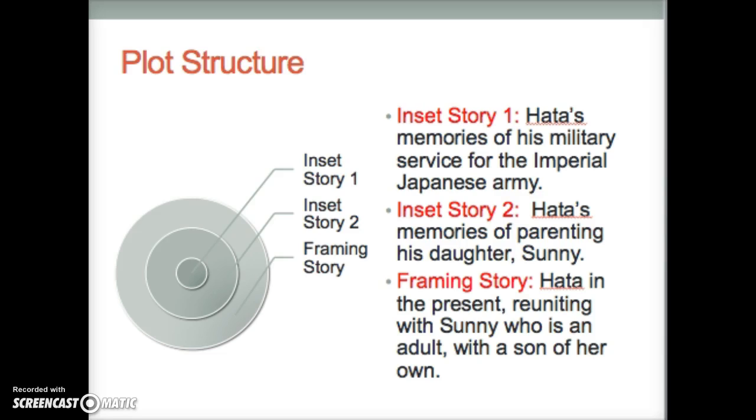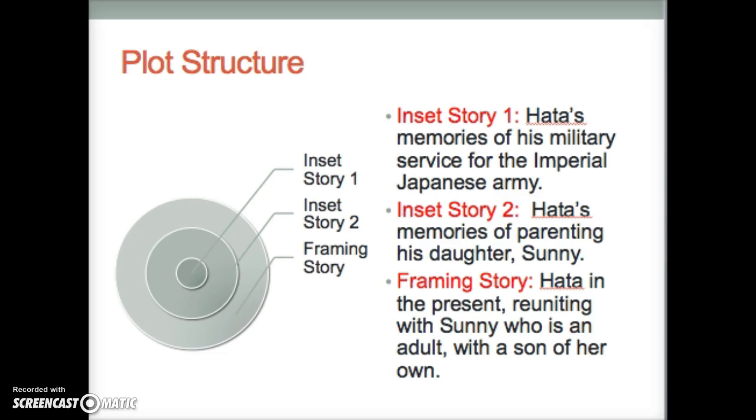So that is sort of the contemporary or most current timeline. And then we have his memories, and these are the inset stories. So the first inset story will be sort of the earliest or most past moment in his memories, and that'll be his service as a soldier for the Imperial Japanese Army during World War II.